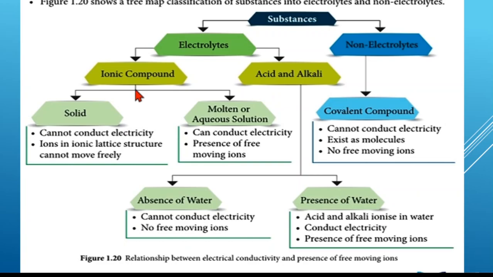Okay, under ionic compound, we have solid and molten, aqueous solution. Ionic compound ini, dia adalah compound yang mengandungi charge ataupun mengandungi ion. Tetapi dia boleh jadi dalam bentuk solid ataupun molten and or aqueous solution. So dalam bentuk solid, walaupun dia ionic compound, tetapi dia tidak boleh conduct electricity. Kenapa? Sebab ion di dalam solid form, dia cannot move freely.